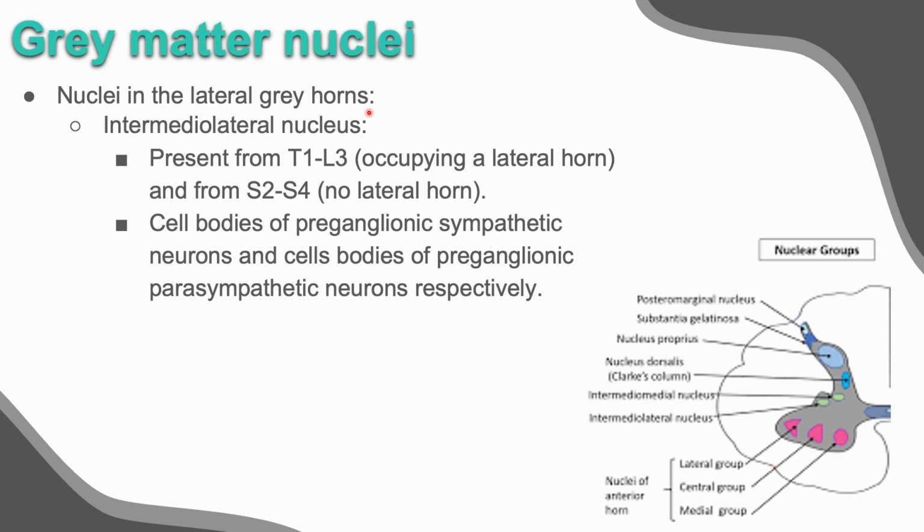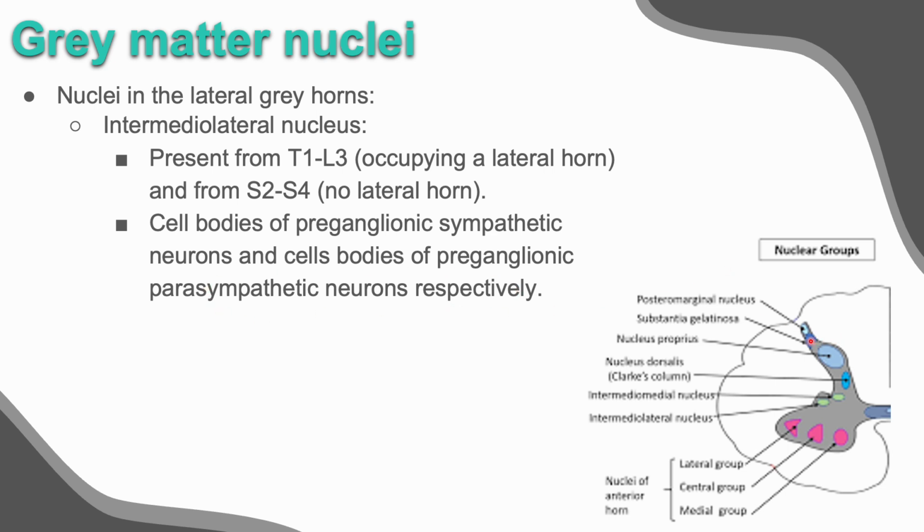Finally, we have nuclei in the lateral gray horns. The nuclei in the lateral gray horns are called the intermediolateral nucleus. It is present from T1 to L3, which occupies the lateral horn. And the intermediolateral nucleus is also present from S2 to S4 without occupying a lateral horn. These are cell bodies of preganglionic sympathetic neurons and cell bodies of preganglionic parasympathetic neurons, respectively. So, T1 to L3 are preganglionic sympathetic neurons, while S2 to S4 are preganglionic parasympathetic neurons.